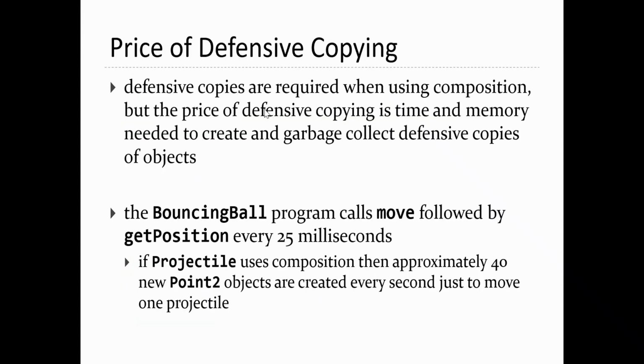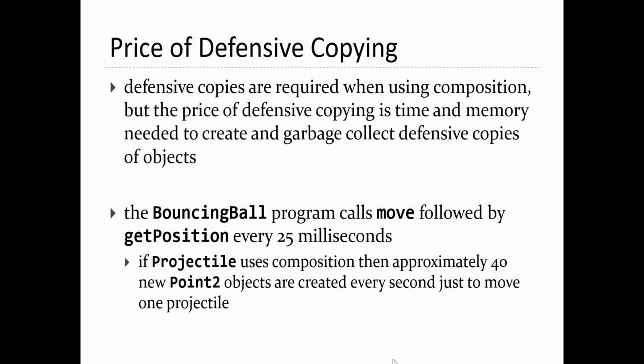Okay, so you have to make these defensive copies when you're implementing a composition. But there's a price that you pay. The price of the defensive copies is that it takes time and memory to make these copies. And so I showed you that little bouncing ball program. The original version where we used aggregation, there's only ever two Point2 objects. As soon as you use composition, then the longer the ball moves, the more Point2 objects are created.